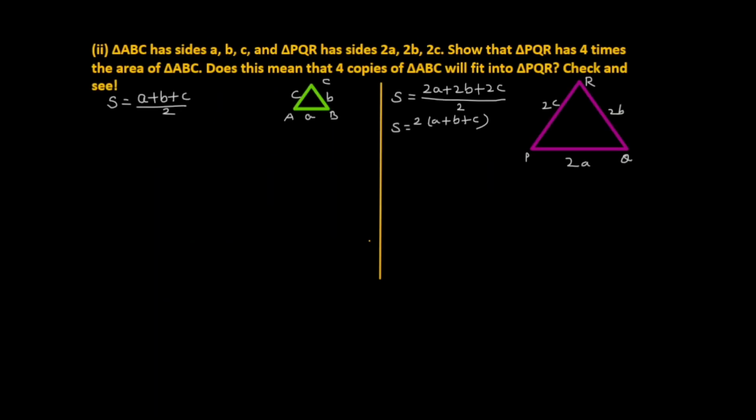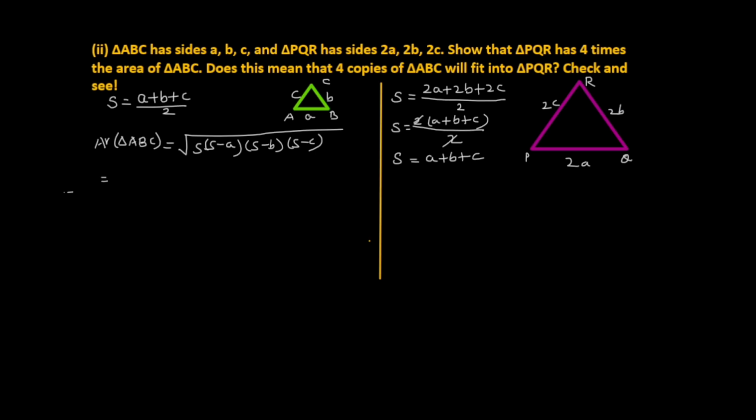A plus B plus C by 2, we can cancel 2 and 2. So semi-perimeter is A plus B plus C. Now area of triangle ABC using Heron's formula: square root of S into S minus A into S minus B into S minus C. So S is A plus B plus C by 2. S into A plus B plus C by 2 minus A. Then A plus B plus C by 2 minus B. Then A plus B plus C by 2 minus C under the square root.